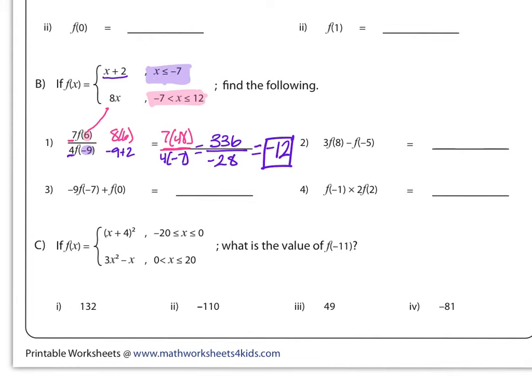So that's all we're going to do, is we're just going to do a little something different to it this time, add a little something to it. So let's see what we have for number 2.